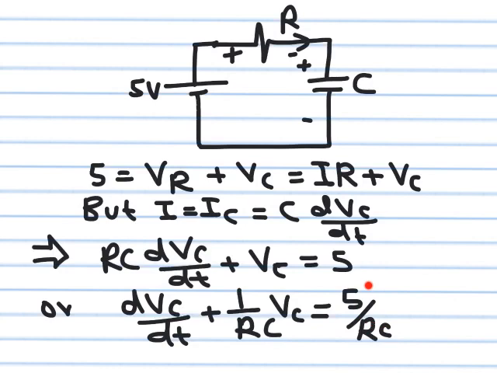If you take this one into account, because this is a constant, the particular integral solution will be a constant. So this derivative is 0 here, and you get that the particular integral solution will give you 5.